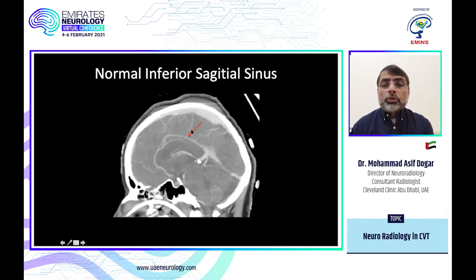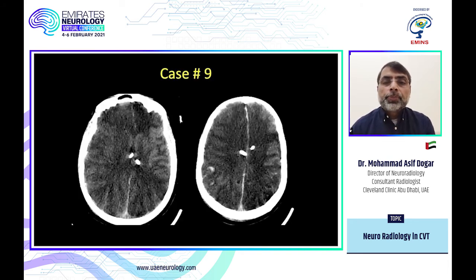So this is the normal anatomy. You see here's the inferior sagittal sinus. It goes, along with the vein of Galen, to the straight sinus. So this patient presented with a large clot in the inferior sagittal sinus and all those tributaries which are draining into the inferior sagittal sinus.